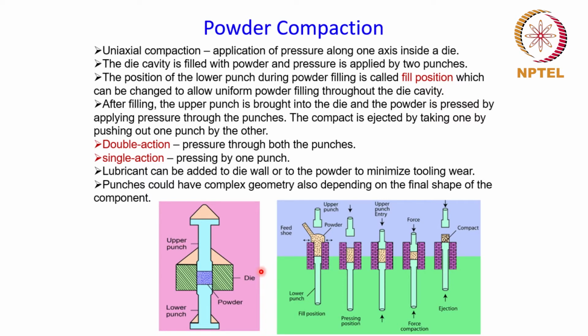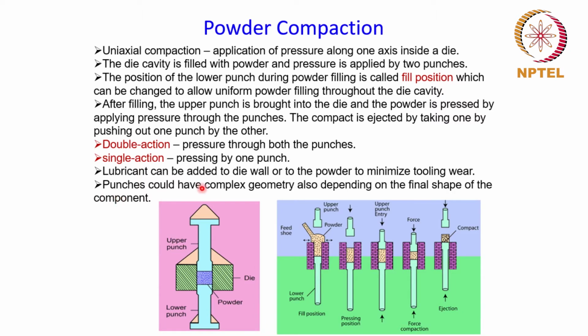Now, as far as the application of the pressure is concerned, there are two ways in which it can be applied. The pressure can be applied through both the punches, and in that case it is known as the double action process. And when it is applied by only one punch, then it is known as single action, right? So the name itself suggests whether it is through two punches or whether it is through a single punch.